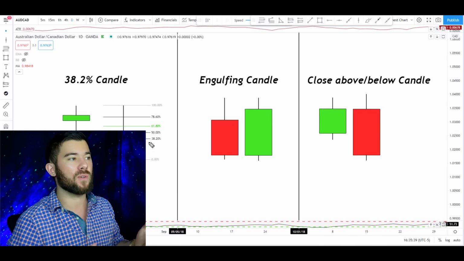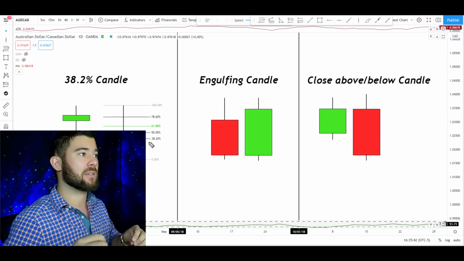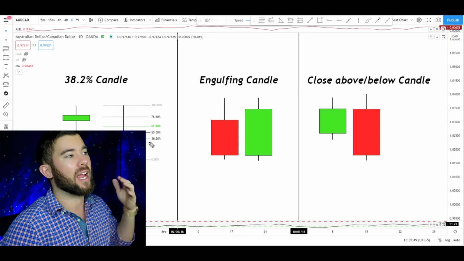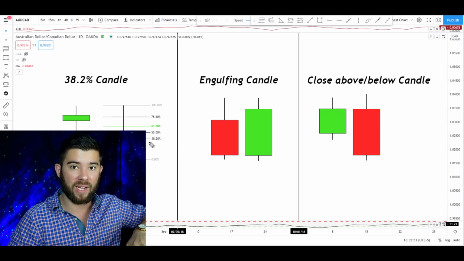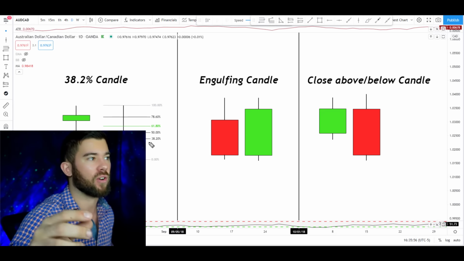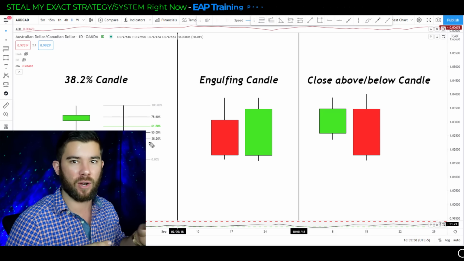Again, the way we use these types of candles is if this was to occur at the top of an uptrend, it might be a sign of a reversal. If this was to occur in a downtrend on our pullback, it might be a sign that we're about to continue in trend. We're going to talk about that on a live chart after I go through the other two candlestick patterns.